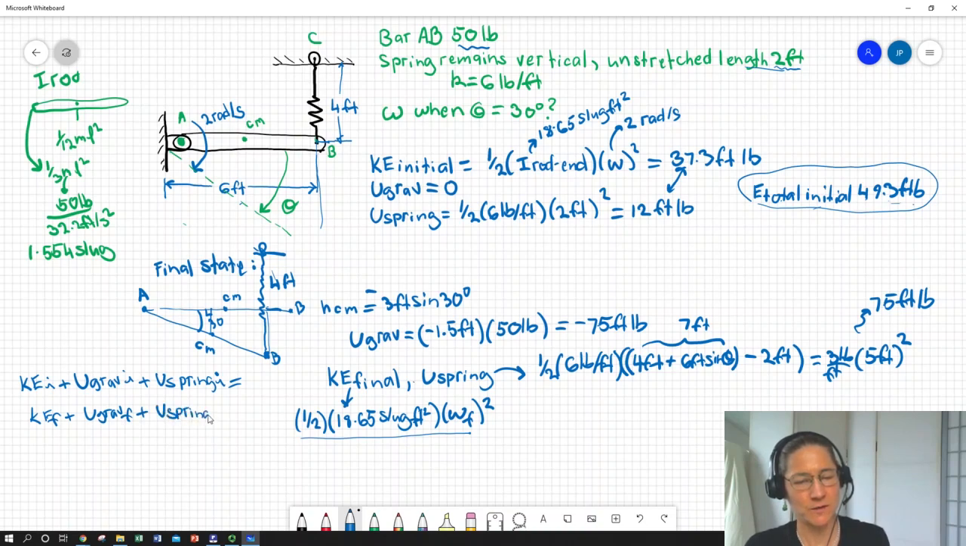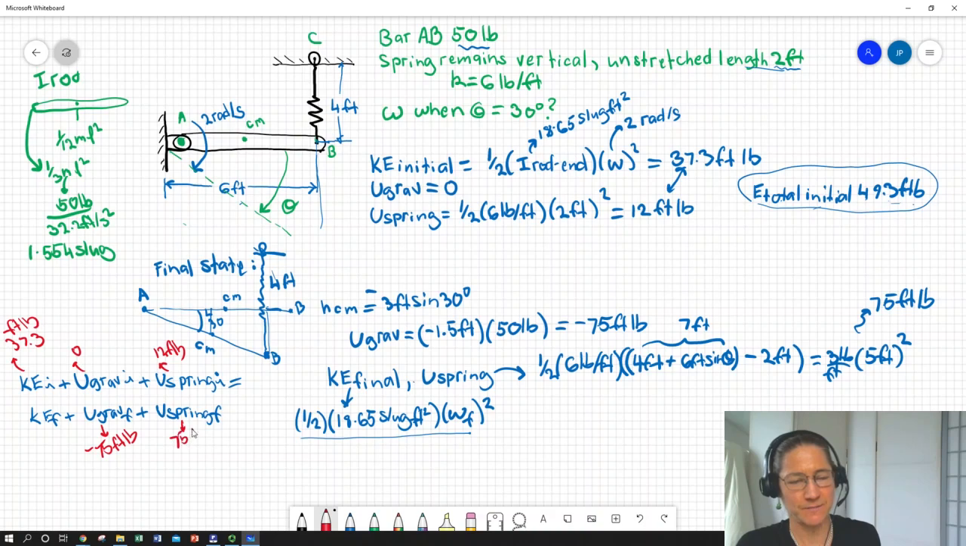Just algebra. No complicated equations of motion here. So to use another color, we can just populate this. 37.3 foot-pounds. This was 0. This was 12 foot-pounds. This was negative 75 foot-pounds. And this was positive 75 foot-pounds.